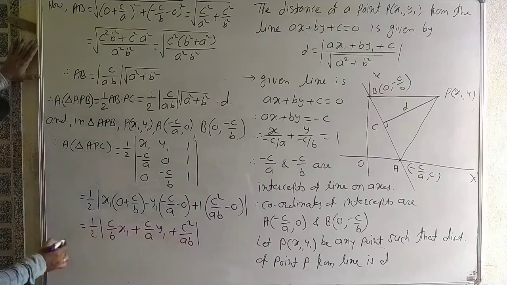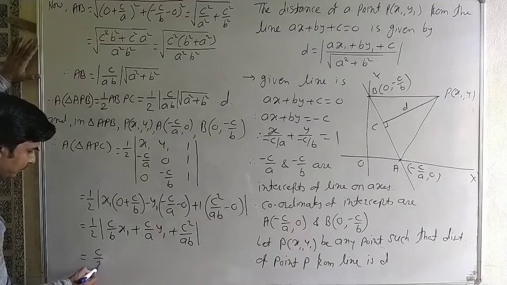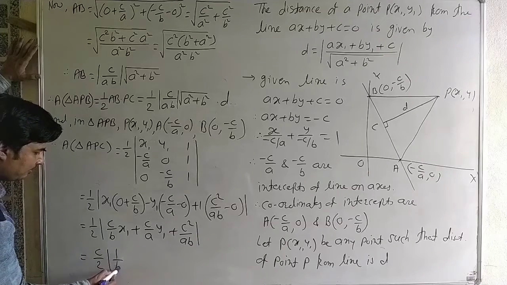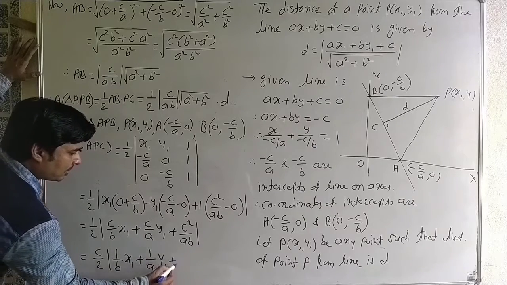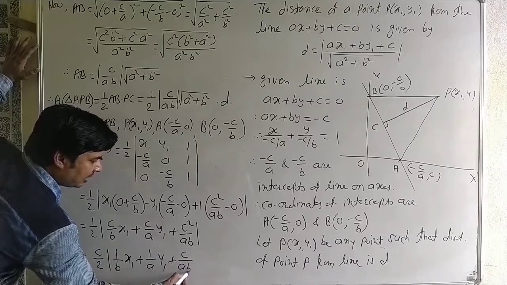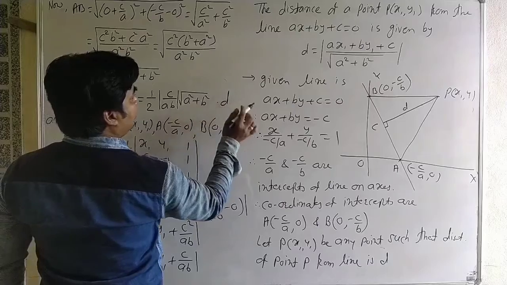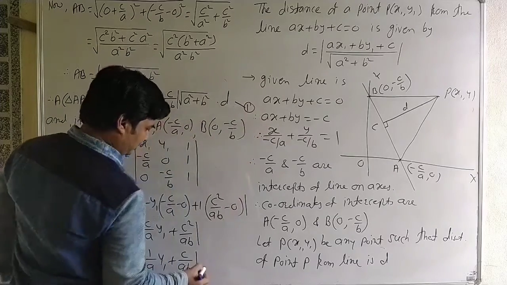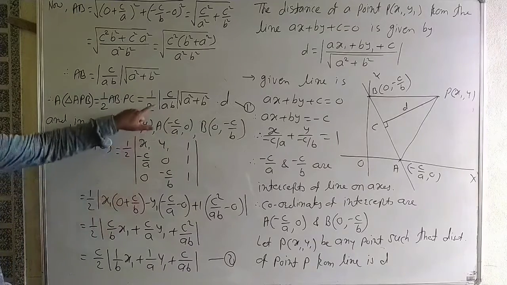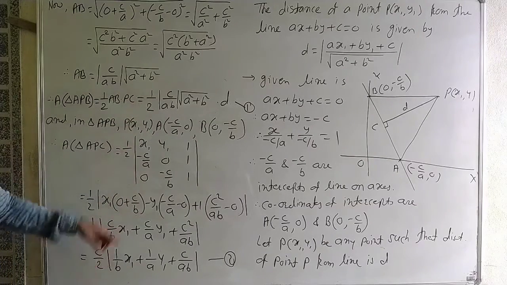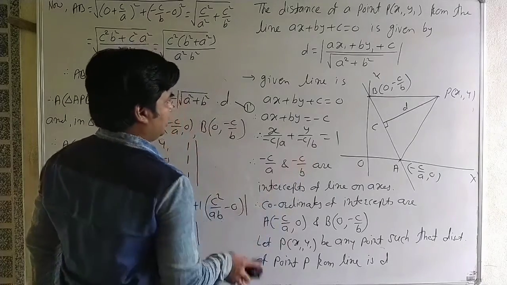Now area of triangle, it is C by 2 into 1 by b x1 plus 1 by a y1 plus c by AB. We take c common. Okay, it is the area of triangle. This is equation number 1. It is equation number 2. Here both are areas of the same triangle, so both are equal. Okay, we equate these areas and we get the formula. Okay, here we erase this.